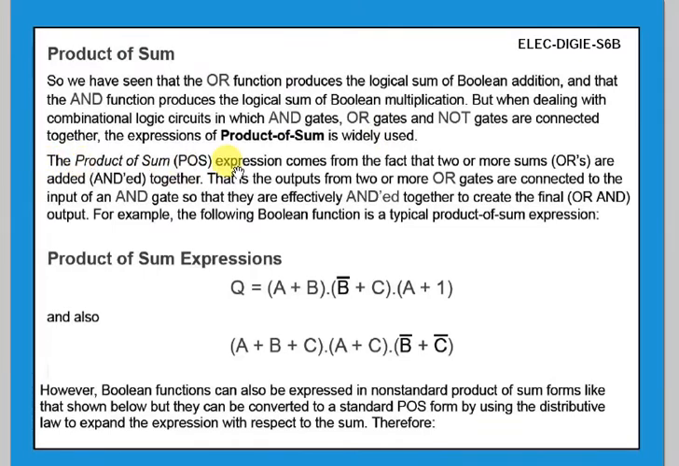The product of sum expression comes from the fact that two or more sums (ORs) are ANDed together, that is, the outputs from two or more OR gates are connected to the input of an AND gate, so that they are effectively ANDed together. ANDed means they are all pooled into the AND gate to create a final OR-AND output.